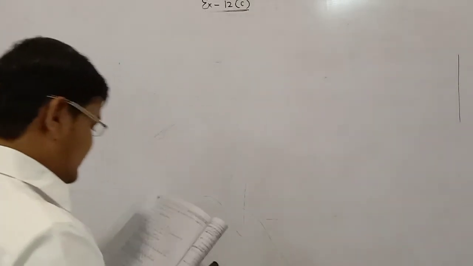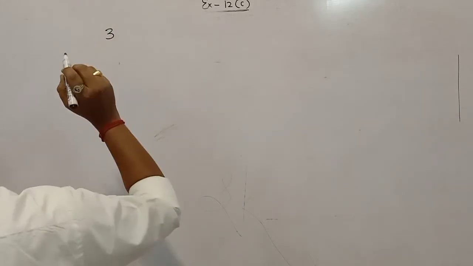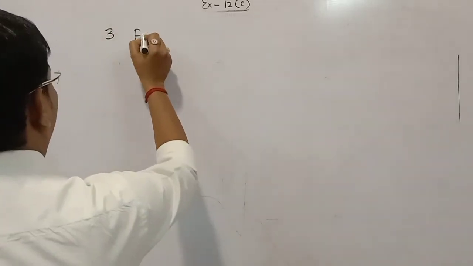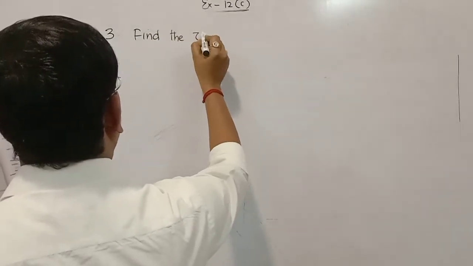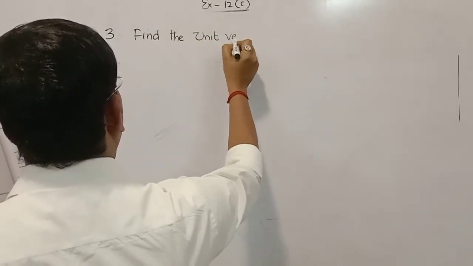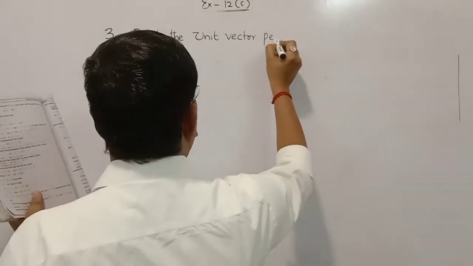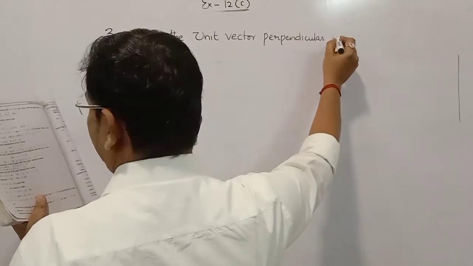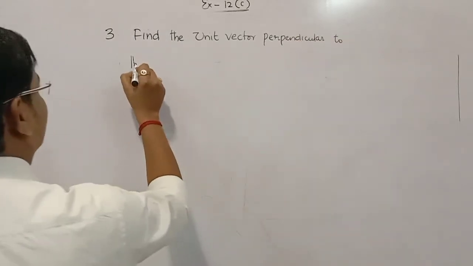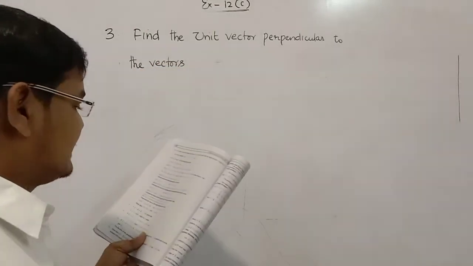Just go for question number 3. What is the question given? Third question, in 4 marks. Find the unit vector perpendicular to the vectors. Here the 4 questions are given. I take the fourth question.